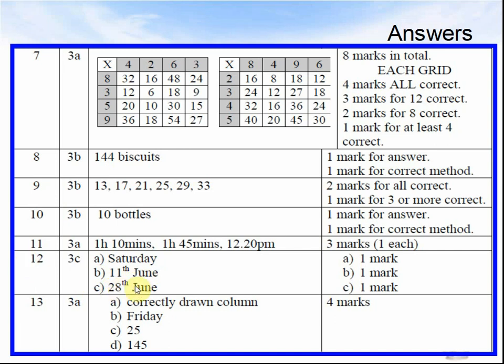12c, 28th of June. 13, a correctly drawn column. So it has to reach in between the 10 and the 20 at 15. 13b is Friday. 13c is 25. 13d, 145.